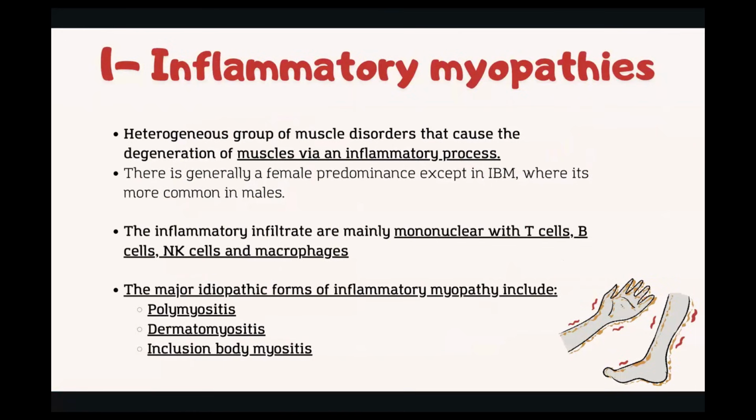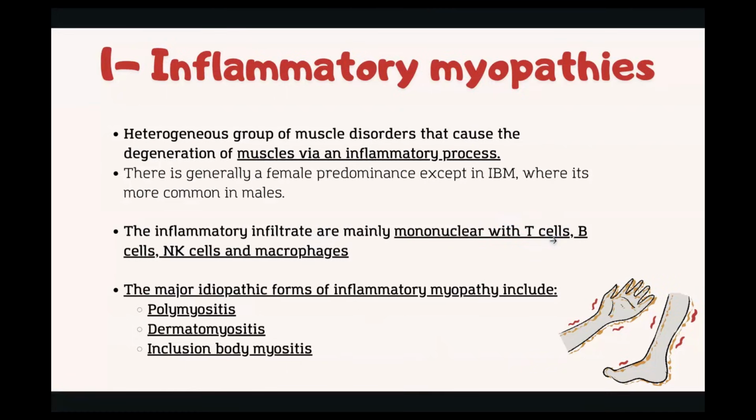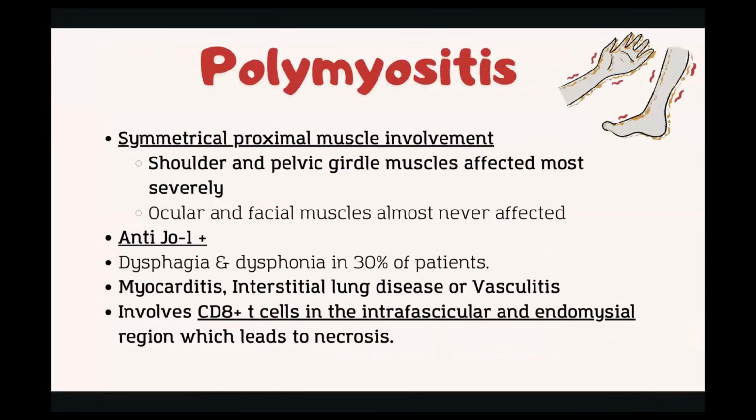So this group is a heterogeneous group of muscle disorders that causes the degeneration of muscles via an inflammatory process. Okay, so we have inflammation of the muscles. The inflammatory infiltrates are mainly mononuclear with T cells, B cells, natural killer cells, and macrophages. So it's important to understand that they are mononuclear. We have three types, as we said: polymyositis, dermatomyositis, and inclusion body myositis.